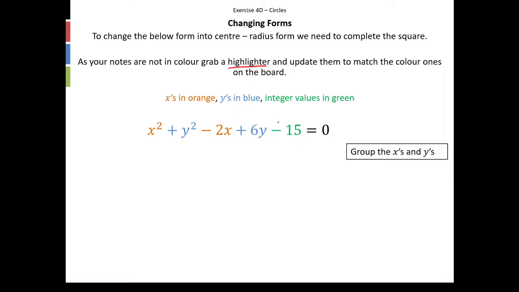The next step, we need to group all this together. So we group our x's together first, x squared minus 2x. We then group our y's, y squared plus 6y, and then we actually move our constants to the other side. And already this should start looking a little bit like the circle equation. We have an x squared with something, we have y squared with something, and then our radius squared on the other side. But it's not quite right yet.